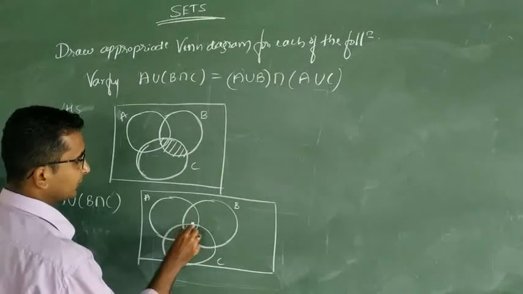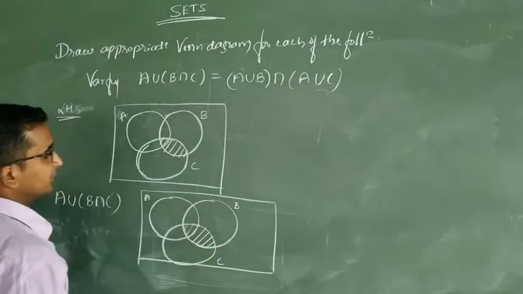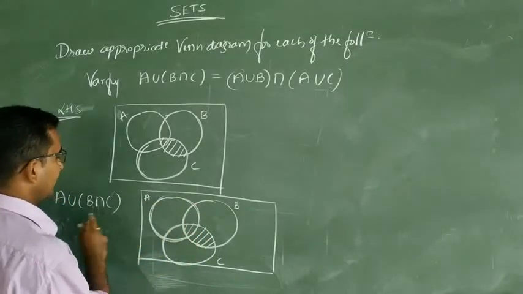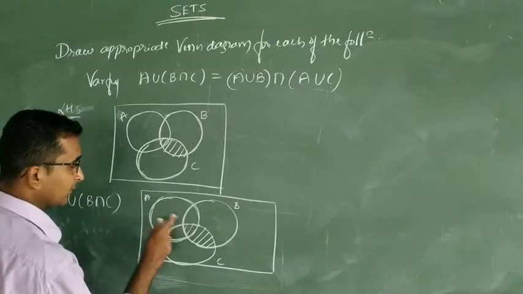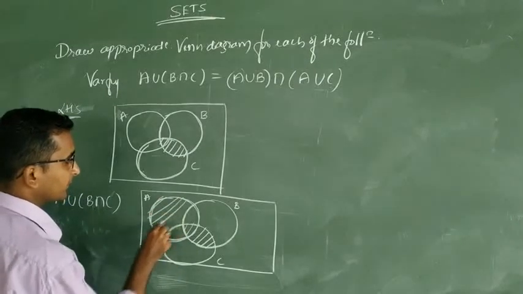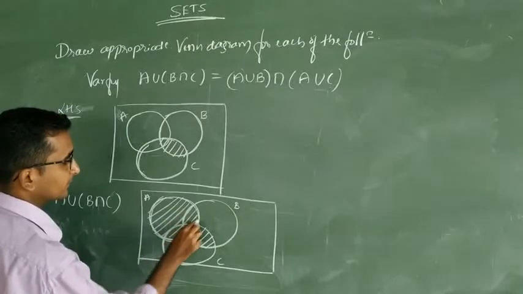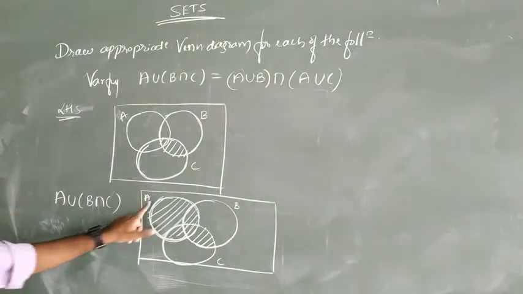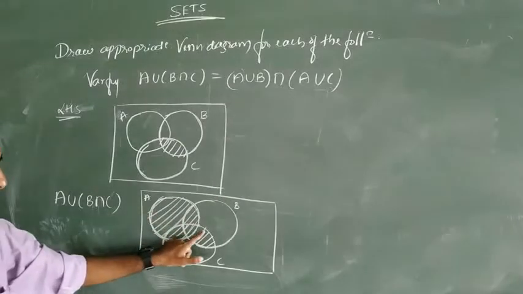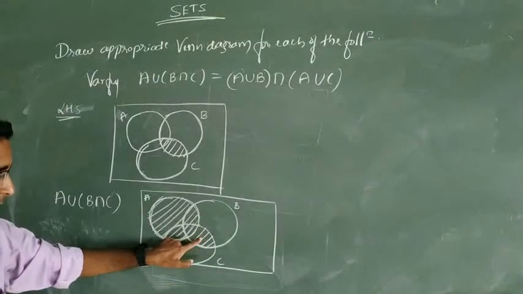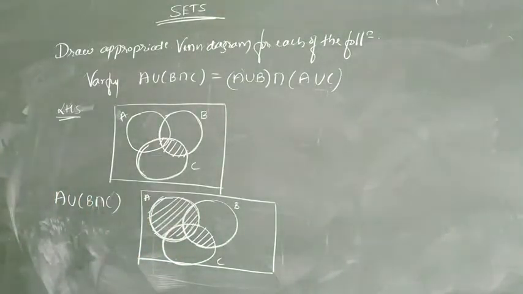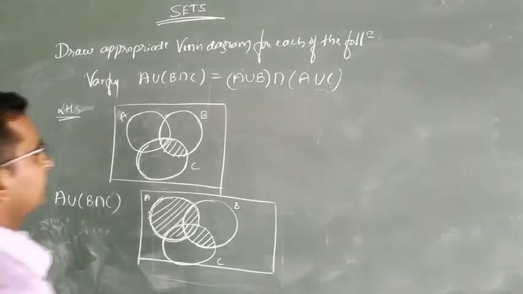Already we have done B intersection C. What does A union B intersection C mean? The elements which are present in A, or in B intersection C, or in both. That means fill up the full A, and all of this is written. So this is nothing but A union of B intersection C. Next comes the RHS.